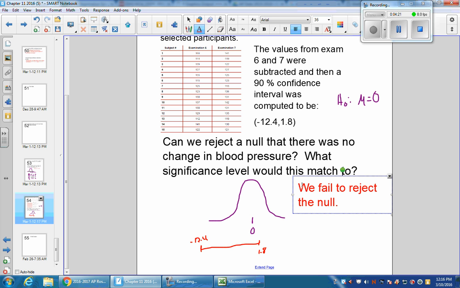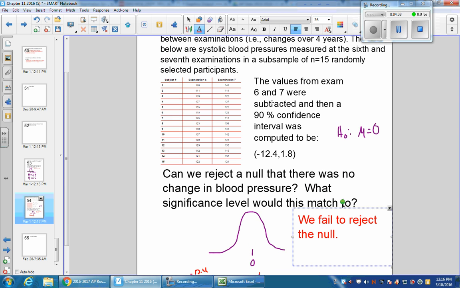We don't have any evidence that the mean is different than 0. It's possible that the mean's down here. It's possible that the mean's right here. We just don't have any idea. So we fail to reject the null hypothesis because 0 is in our confidence interval. Now, what significance level does this match up to? So this is a 90% confidence interval. So our alpha, or our significance level, would be 0.1 that it matches up with.